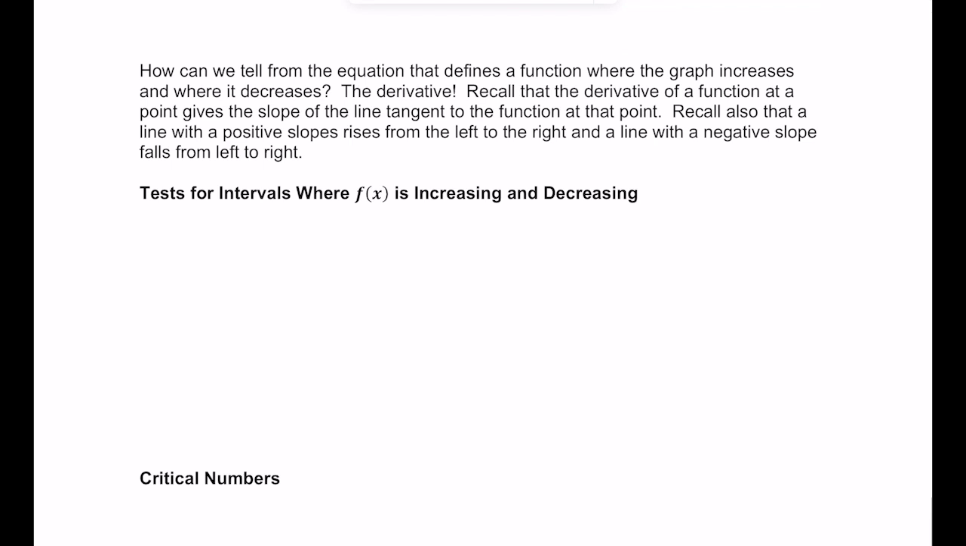How can we tell from the equation that defines a function where the graph increases and where it decreases without looking at the graph? The derivative actually will tell us that. So recall that the derivative of a function at a point gives the slope of the tangent line to the function at that point. And also remember that a line with a positive slope rises from left to right, and a line with a negative slope, of course, falls from left to right.